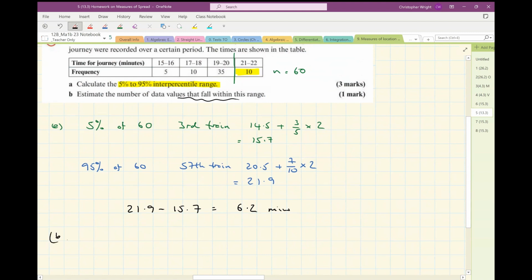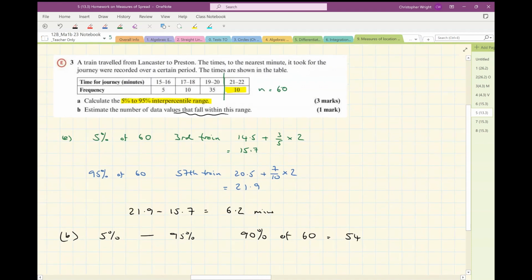Well, the range is from 5% to 95%. So the range is 90% wide, and 90% of my 60 trains, whatever they are, is 54. So my estimate is that 54 data values fall within that range. And that is question 3 done.